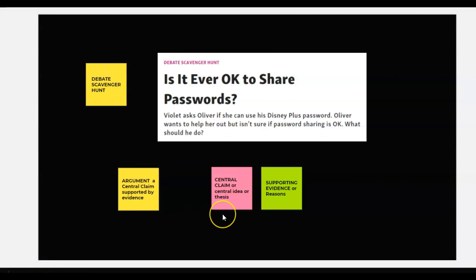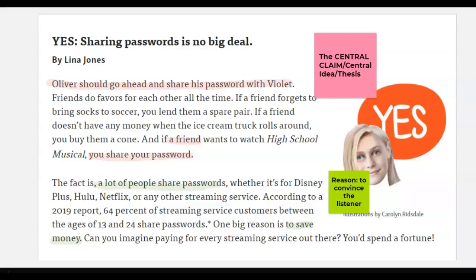We'll be looking at the yes side, where we will identify the central claim, and then we'll look for that author's supporting evidence or reasons. The reasons are the ideas or ways that the writer or speaker is trying to convince you.